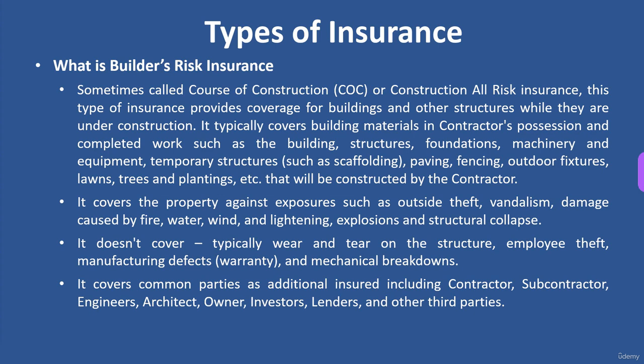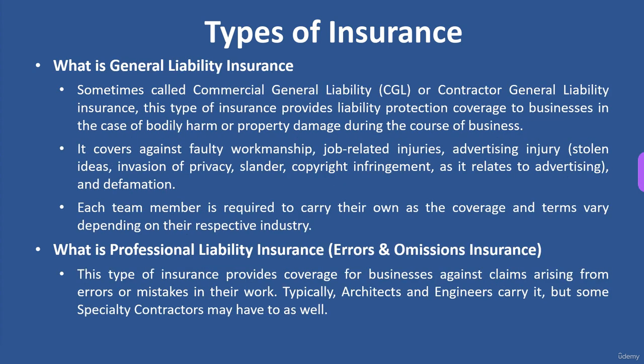constructed. It covers common parties as additionally insured, including the contractor, subcontractor, engineers, architect, owner, investors, lenders, and other third parties. So you want to make sure that all those names are listed as additionally insured, and they're all covered under the builder's risk. So basically, it's everything that's on the site that the contractor is constructing. It doesn't include other buildings that may be on the same site, only the stuff that's under the contractor's control.